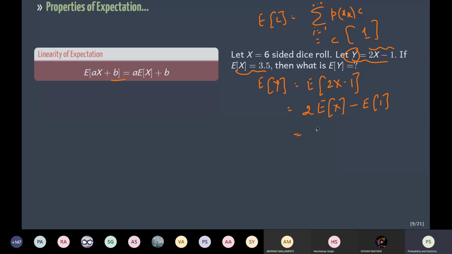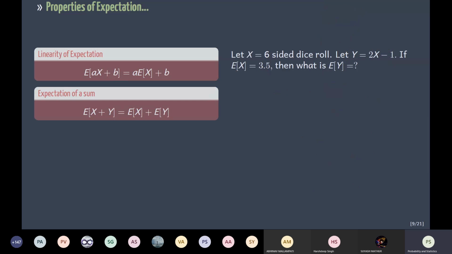So this will be 2 times the expectation of X. Sorry, it should be capital X, because expectation is always on the random variable, not on small x. So this is 2 times 3.5 minus 1, which is 7 minus 1, which is 6. That's how, due to linearity, we can compute the expectation of some other derived random variable.